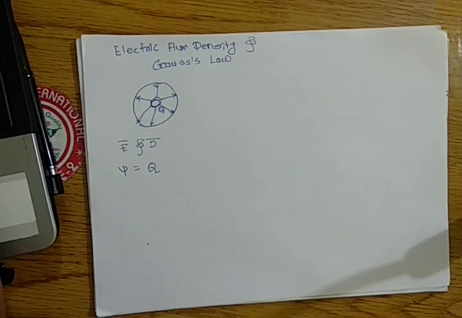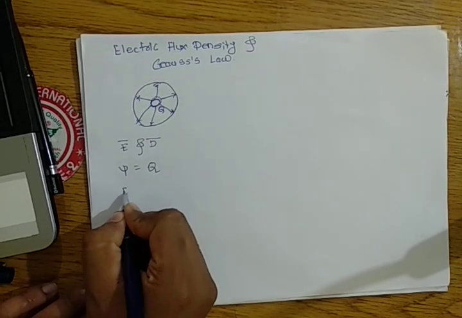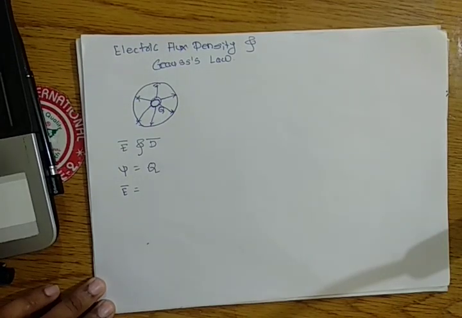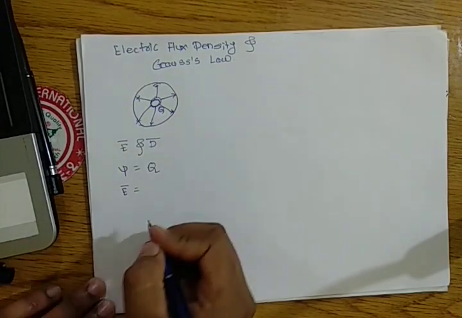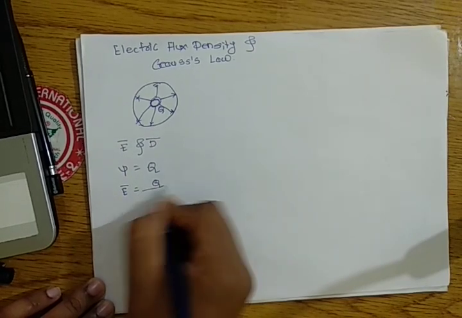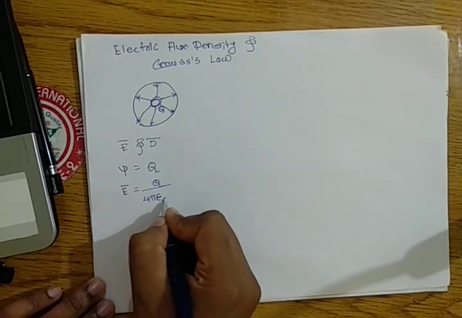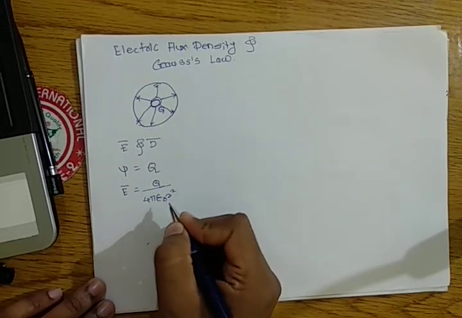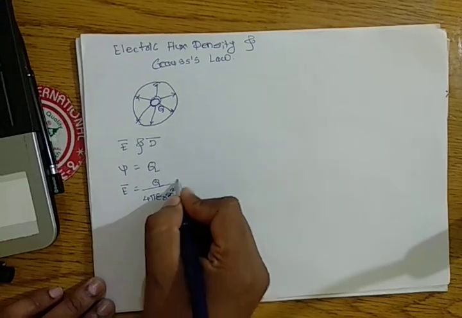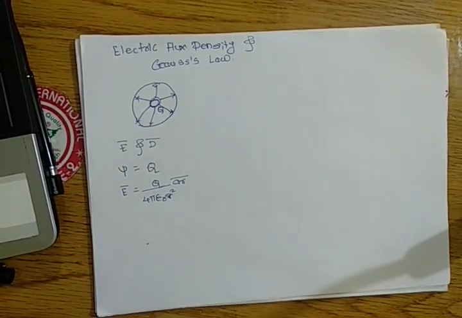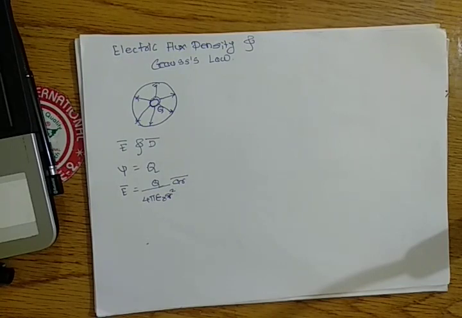Now we have to see the relation between E bar and D bar. First of all, E bar for the point charge is equal to Q divided by 4 pi epsilon 0 r square a r bar. And now we have to see how to find the relation with D bar.